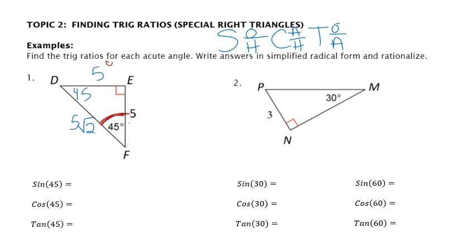So this would be my opposite. This would be my adjacent. This would be my hypotenuse. And then I would do the same process. It's just instead of calling it f, I'm calling it 45 degrees because I actually know what the value is. So sine of 45, that's evaluating the angle. Sine is opposite over hypotenuse, so that would be 5 over 5 radical 2.